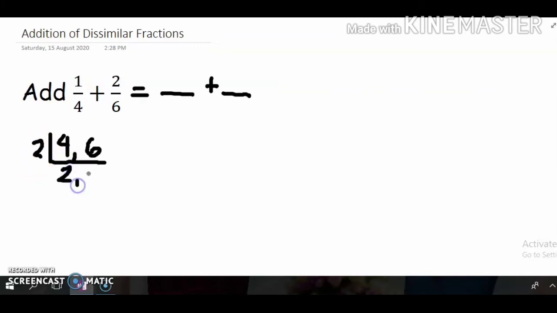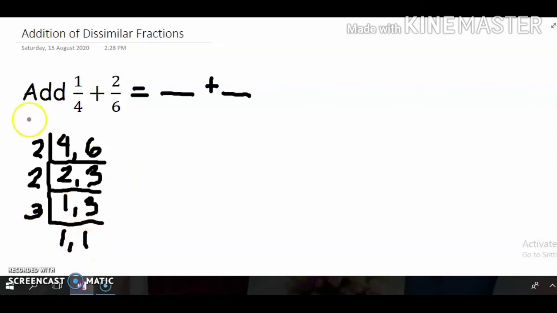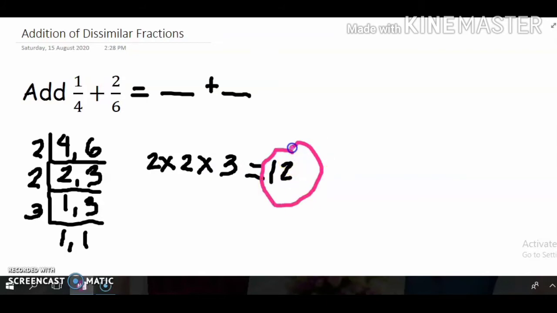So 2 and 3. Then di ba dapat mag-end siya sa 1, 1? Since wala nang pwedeng i-divide sa 2 at 3, divide na lang natin siya muna by 2 to get 1. Then bring down 3. Then 3 divided by 3, bring down 1. So 3 divided by 3 is 1. Then multiply all the numbers on the left side. So 2 times 2 times 3. So that is equivalent to 12. So that means 12 is now the LCD.